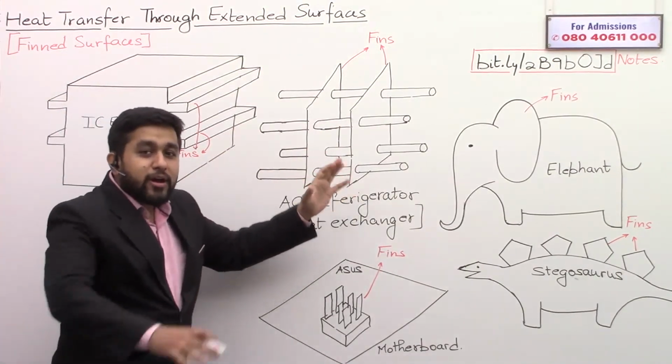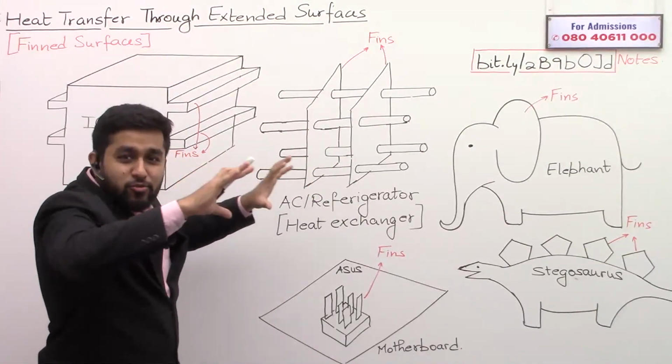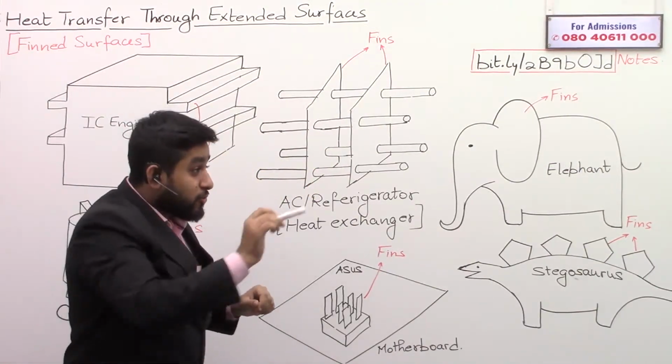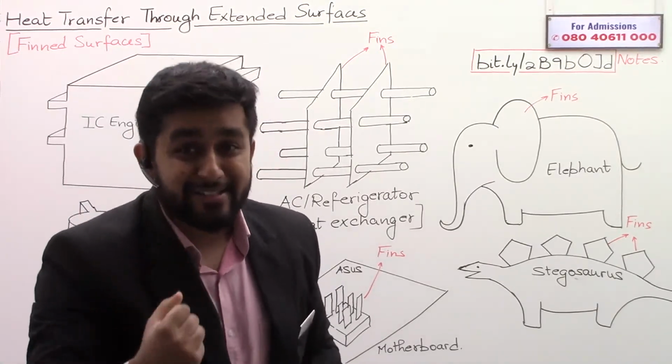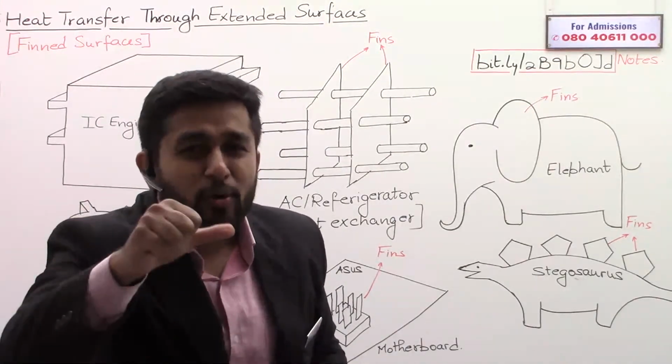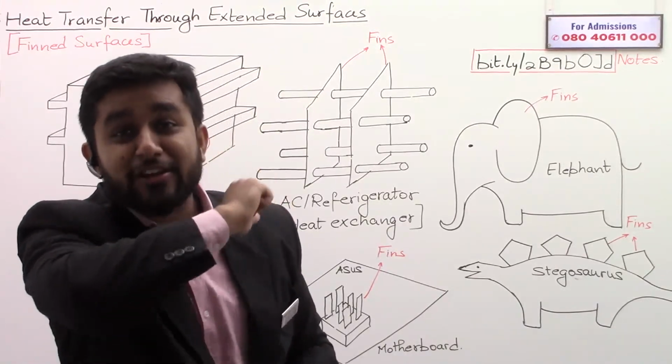Similarly, if you open the top front cover of an AC, you remove the front cover of an AC, you will see there are a lot of pipes. And around those pipes, you can see some ice, because in the pipes, cold refrigerant is flowing.